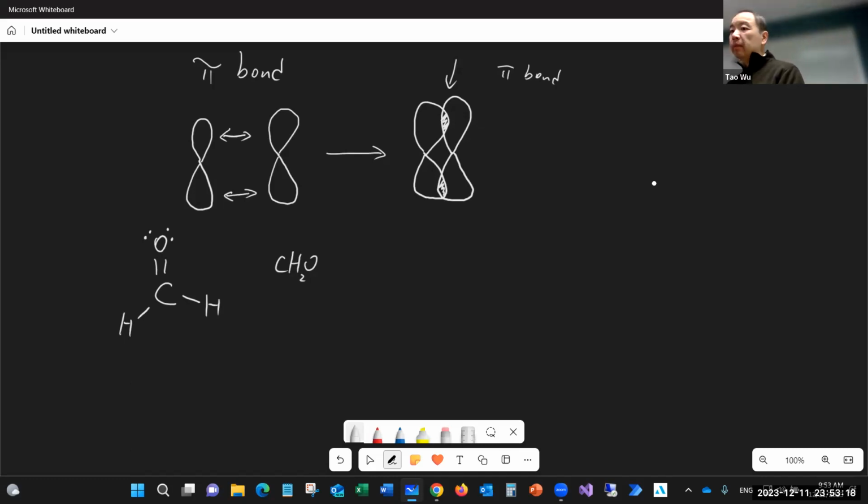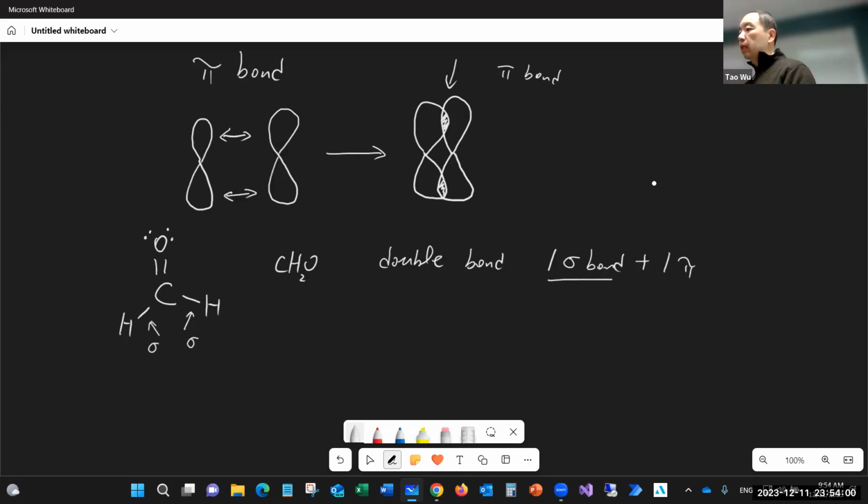Okay, the formaldehyde. If you're talking about the carbon over here, it has two single bonds, and each of the single bonds is a sigma bond. Those are sigma, and this is also sigma. And they also have the double bond over here. So generally, a double bond contains two bonds: one sigma bond plus one pi. So generally, this is what happens for the double bond. It has one sigma and one pi, okay?